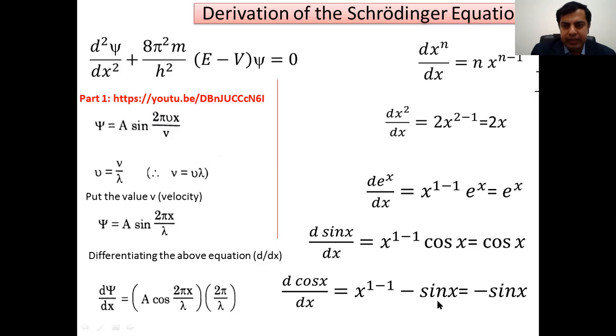1 multiplied by minus sin x will be minus sin x. So the differentiation of cos x will be equal to minus sin x, and the differentiation of sin x will be equal to cos x. So let's have a look over here.